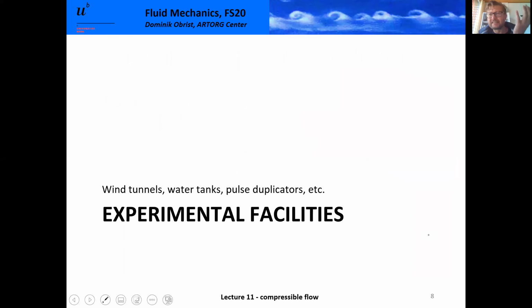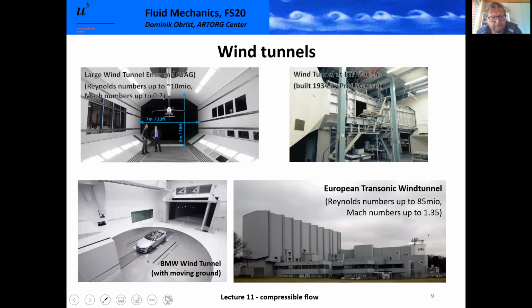Now let's move on and look at some typical experimental facilities. I have collected here a few photos of some wind tunnel facilities. Two of them you find here in Switzerland, and two others are in Germany. Top left, you see the wind tunnel in Emmen, at Ruag in Emmen. It's quite a high quality wind tunnel.